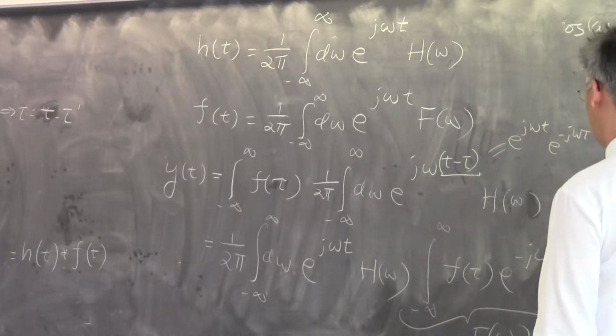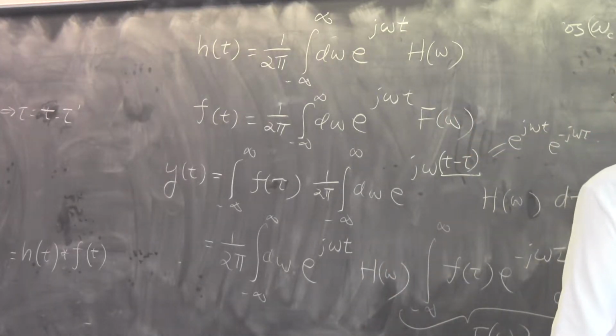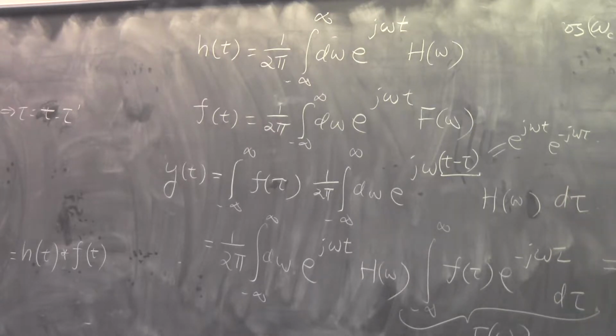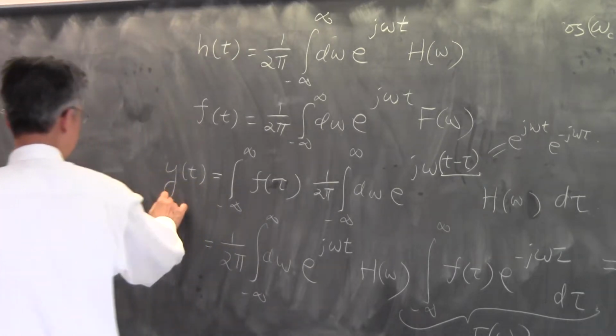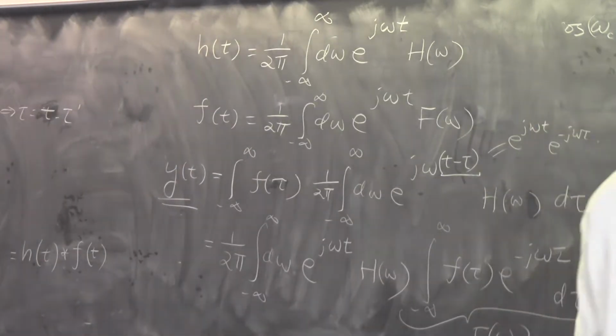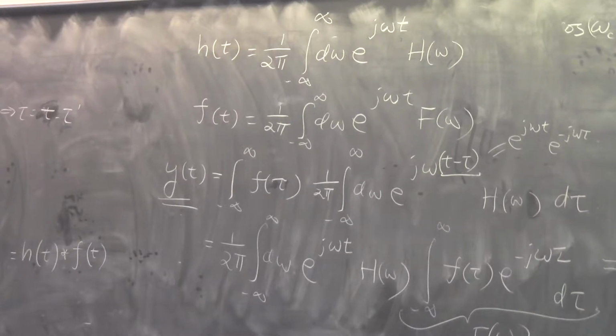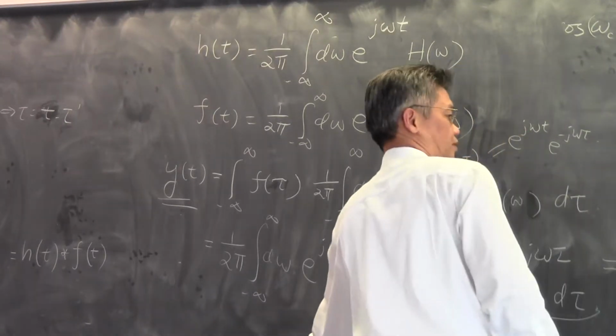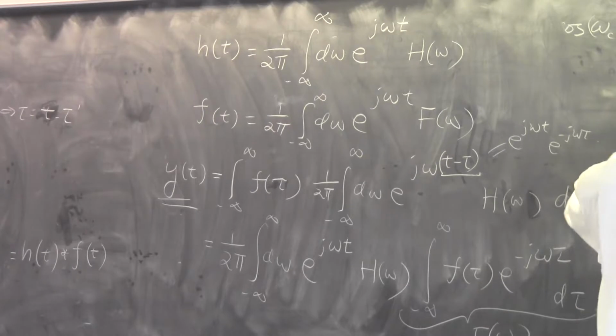So this integral becomes 1 over 2 pi, the integral from minus infinity to infinity d omega e to the j omega t, H(omega) times F(omega). So y(t) now has the Fourier transform that is given by H(omega) times F(omega).